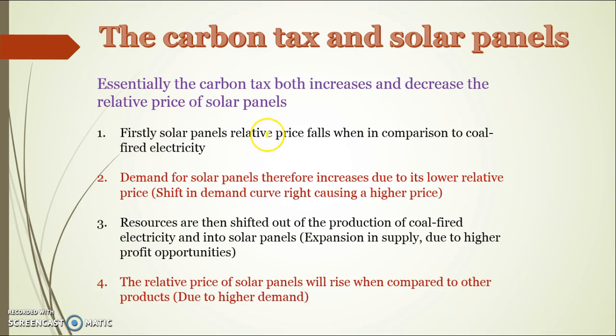Firstly, solar panels' relative price falls in comparison to coal-fired electricity because there's now a tax on coal-based electricity. The demand for solar panels therefore increases due to its lower relative price, and the demand curve shifts to the right, which causes a higher price. Resources are then shifted out of the production of coal-fired electricity and into solar panels because the price of solar panels has increased and it's more profitable because of the increase in demand. Yes, it's still got a lower relative price compared to carbon, but that's not because of higher production costs. So resources are shifted out of the production of coal-fired electricity and into solar panels. There's an expansion in supply of solar panels due to the higher profit opportunities because of the higher relative price.